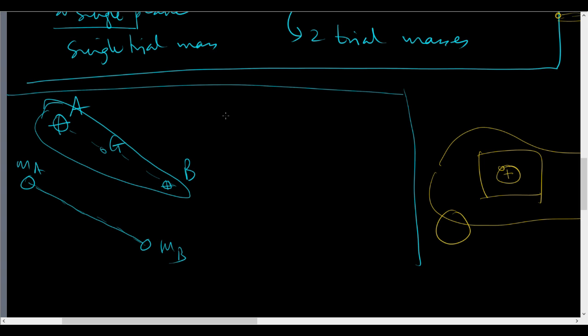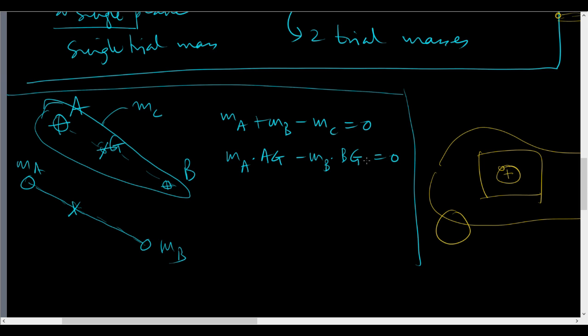This requires 3 equations in 2 unknowns to be true. For example, if MC is the mass of the connecting rod, then MA plus MB minus MC should be 0. That's one equation. Total mass has to be the same. Center of mass location must be the same. That means MA times AG minus MB times BG should be equal to 0. AG and BG are distances. So that means the center of mass is located in the same place.